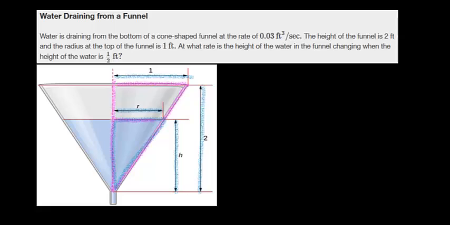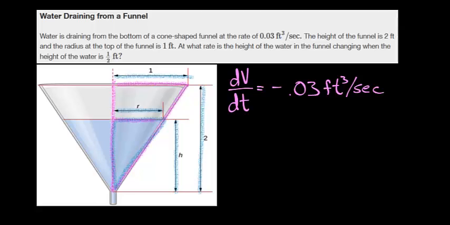They're saying water is draining from the bottom of a cone of the funnel at the rate of 0.03 cubic feet. So what they gave us really is the rate of change of the volume, because this cone had water in it and it's draining out. Now, water is not coming into the cone, it's draining out. So when we talk about what we're given here, we're given that the volume is changing at 0.03 cubic feet per second, but it's decreasing, right? The volume is decreasing. So that's going to be negative 0.03 cubic feet per second.